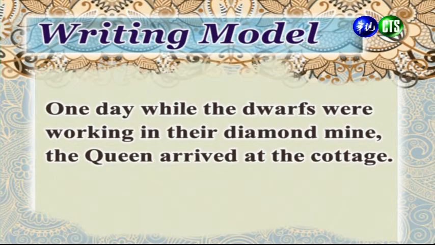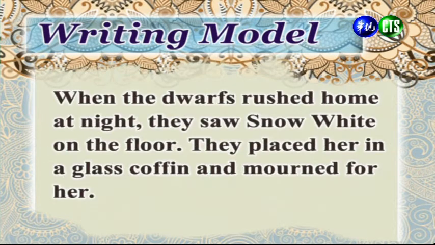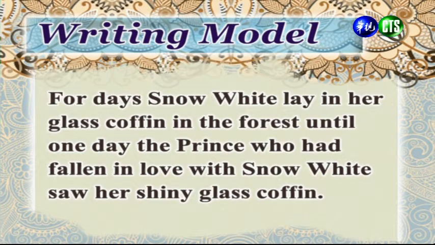While the dwarfs were out at the diamond mine, the queen arrived at the cottage. Disguised as an old woman, she persuaded Snow White to bite into a poisoned apple, which made Snow White unconscious. When the dwarfs rushed home at night, they saw Snow White on the floor. They placed her in a glass coffin and mourned for her.